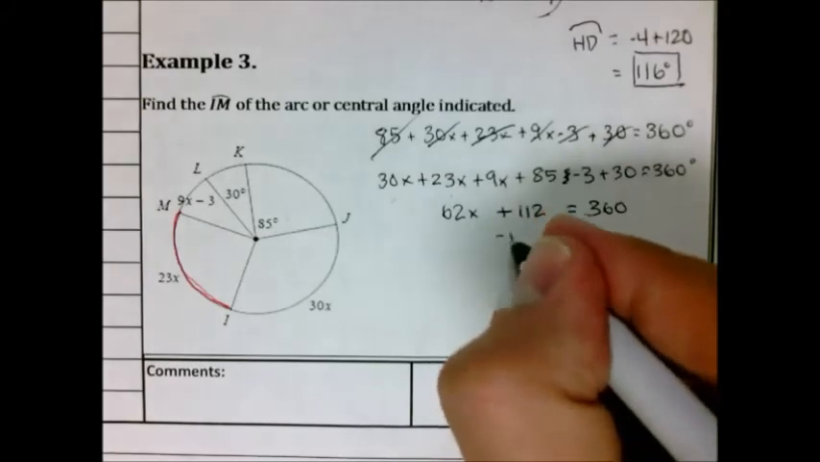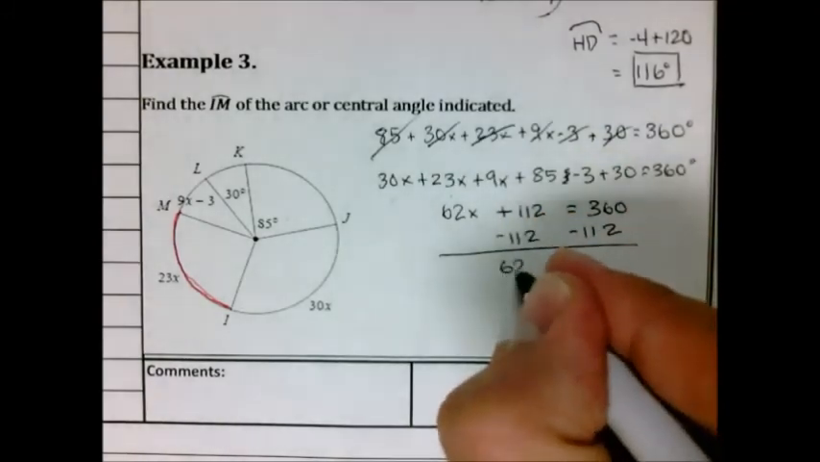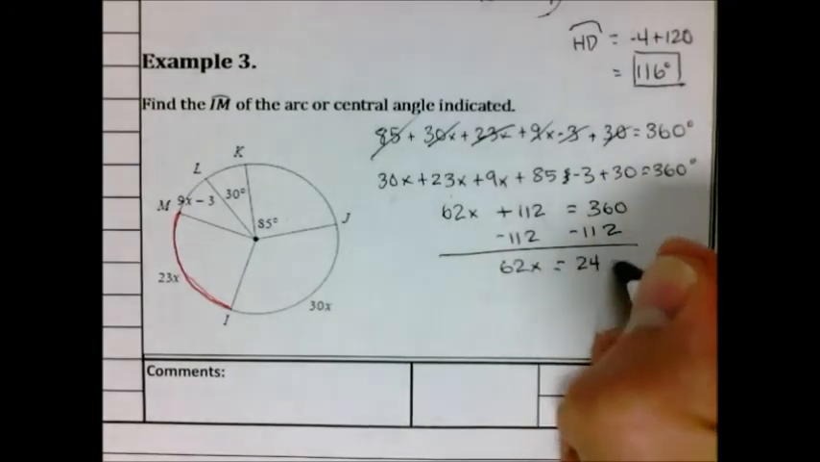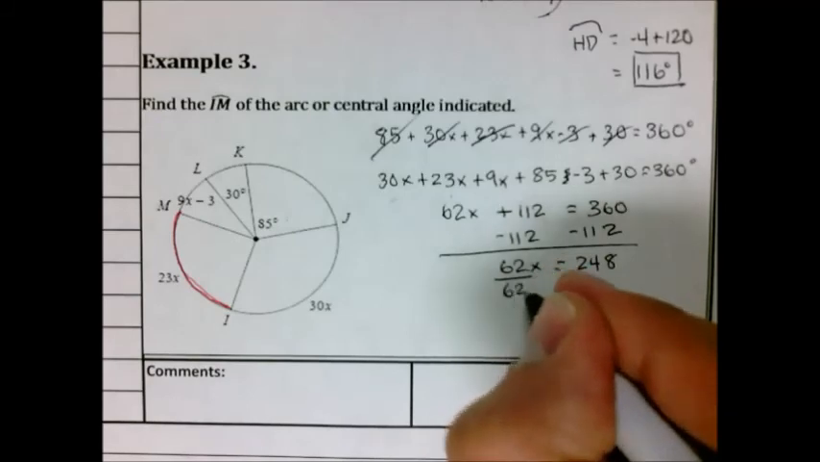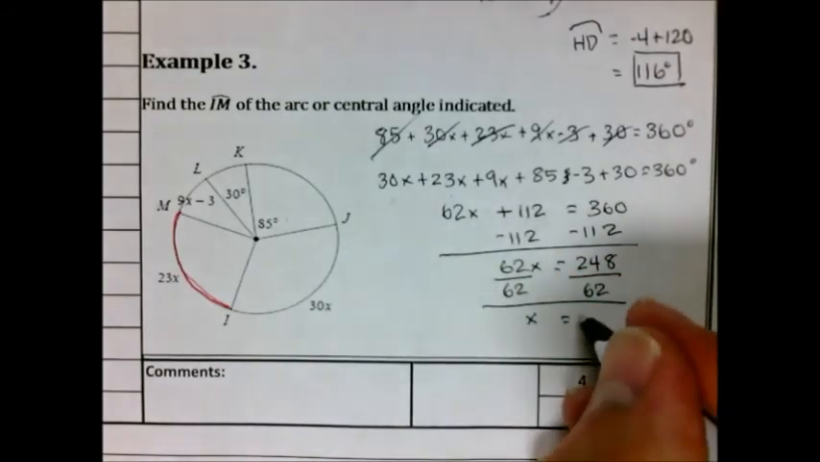Now it's just simple algebra. We're just going to subtract 112 from both sides. We get 62x is equal to 248. Divide by 62 on both sides. And we get x is equal to 4.